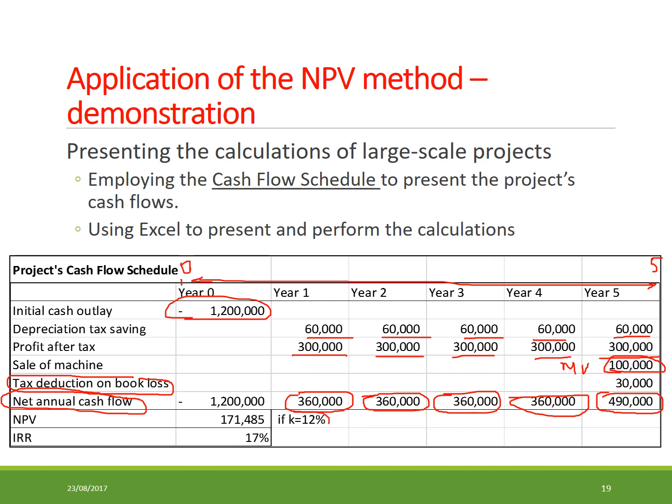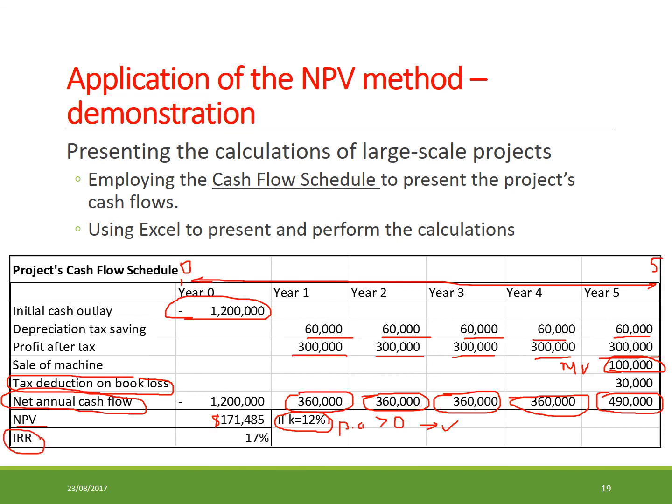If the discount rate, or the required rate of return, or the K in the NPV formula, is given at 12% per year, then using the NPV method, we can work out that the NPV of the project is $171,485. So this is a positive NPV investment. If this is an independent investment, our decision rule would be to accept the project.